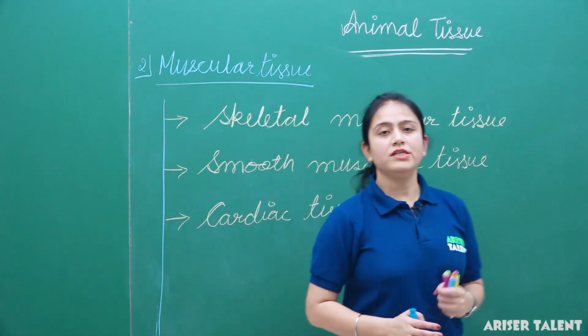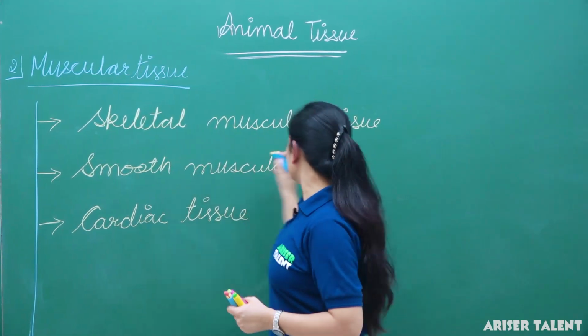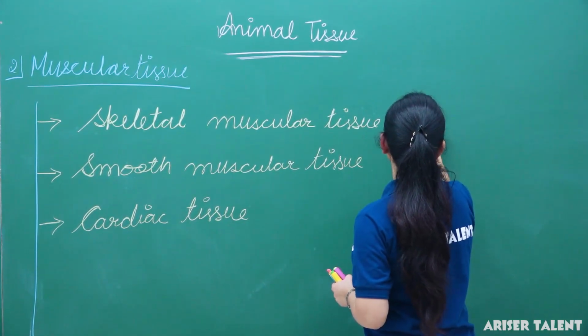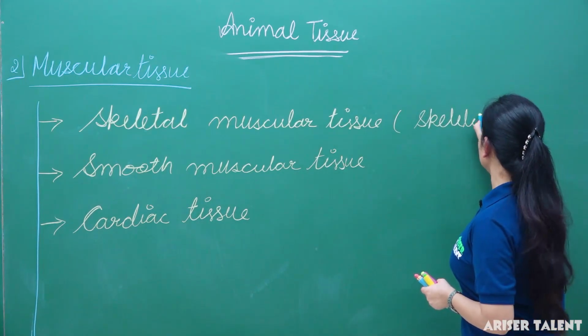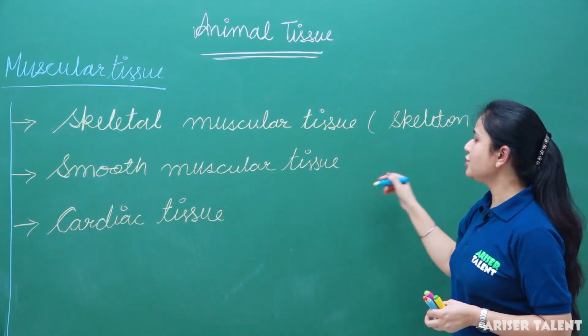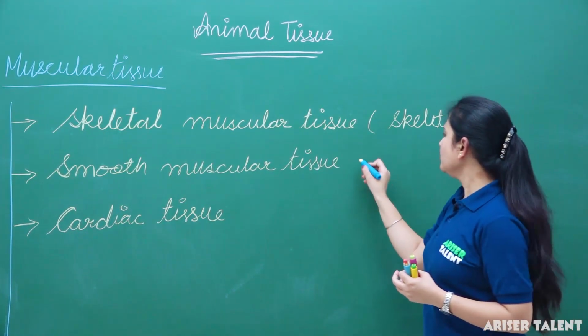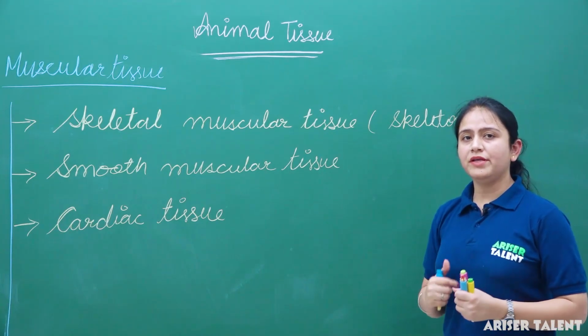Skeletal muscular tissue means related to bones or related to the skeleton. When the muscles are attached to the skeleton, these tissues are called skeletal muscular tissue. Smooth muscular tissues are soft, and cardiac tissue is found in the cardiac region, meaning the heart.